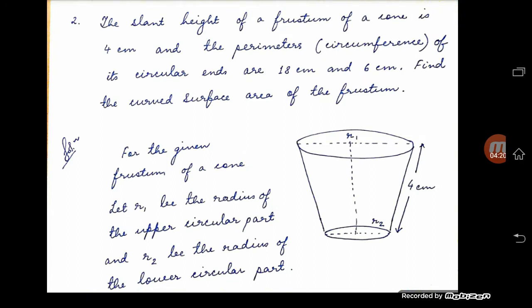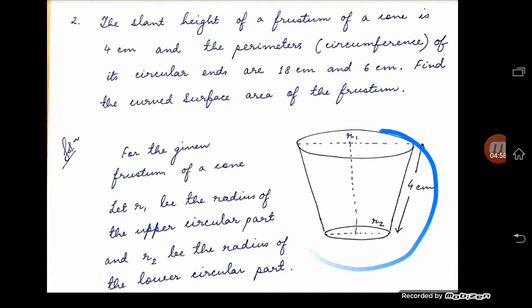The next question is similar to the first question. Here also a frustum of a cone is given. So here we have to find surface area of this frustum. What are we given? The slant height of this frustum of a cone is given as 4 centimeter. Perimeters, that means the circumference of the circular ends. Here we are given the circumference of these two circles as 18 centimeter and 6 centimeter. So we have to find the curved surface area, that means CSA of this frustum of a cone.